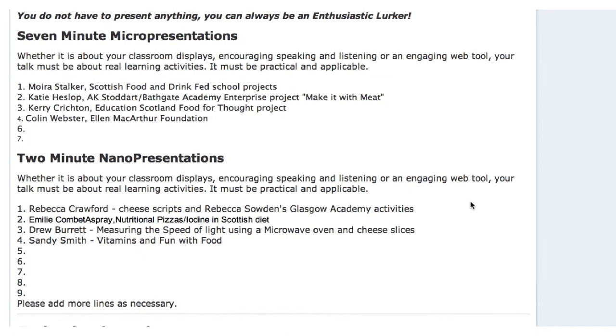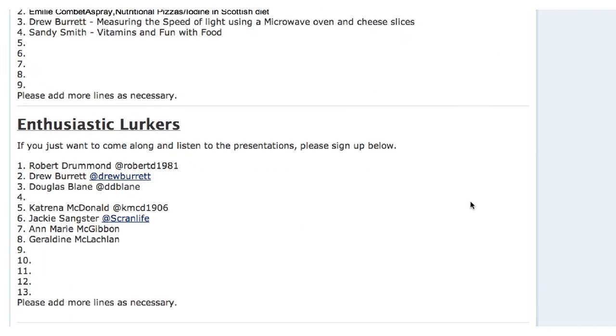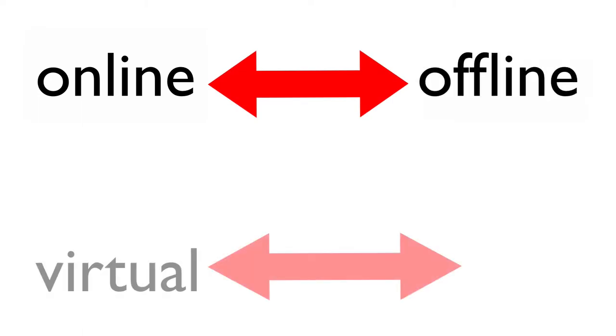And this is where the true value comes in, because people then start to meet up, socialize, and then discuss and reflect on practice. And that's where the true value lies in the use of online teacher communities. It's where it moves from the networking online to offline, face-to-face.